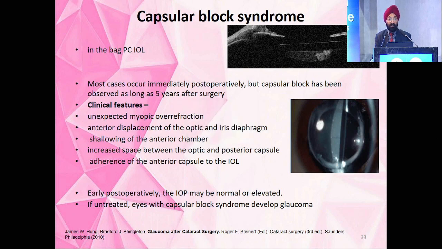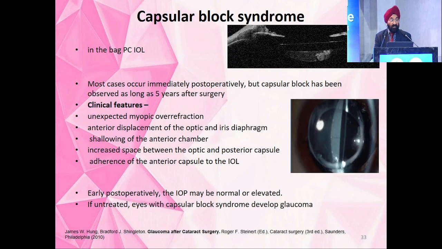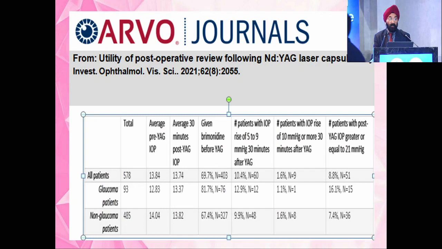I won't go into details of capsular block syndrome. You find that suddenly the intraocular pressure postoperatively is high, and there is unexpected myopic over refraction because there is fluid accumulation behind the lens, and the IOL comes anteriorly and the capsular excess margins block it.